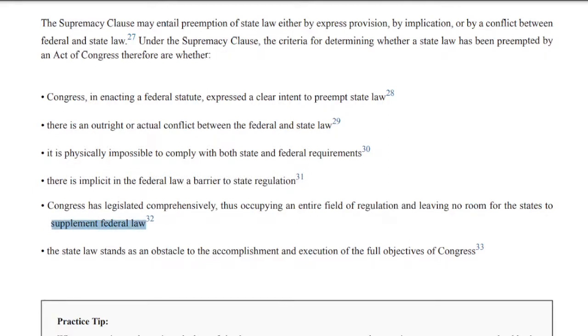So that's when Congress has comprehensively occupied that field of regulation. There's no room for states to supplement that. So anything they would have would either be in compliance or in conflict with it. And if it's in conflict, it could be preempted by the act of Congress or the Supremacy Clause in general. The state law stands as an obstacle to the accomplishment and execution of the full objectives of Congress.